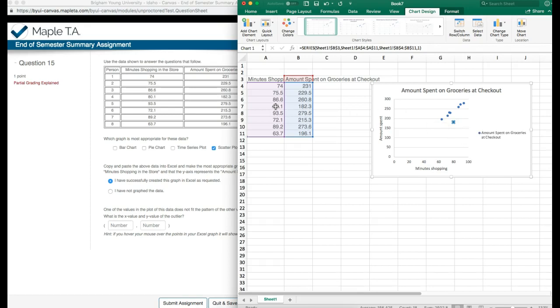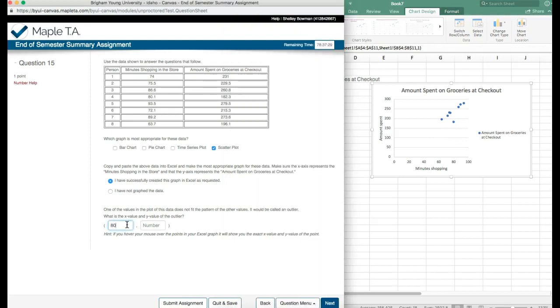That shows me it's right here. This is my outlier, 80.1 and 182.3. So the x value is 80.1, and the y value is 182.3. And we're finished. That's our answer.